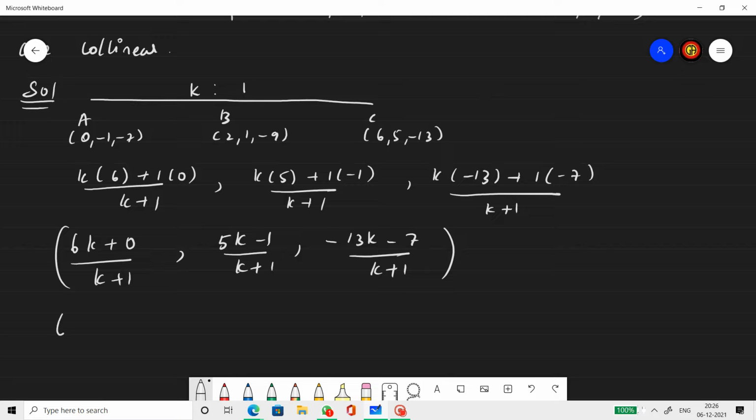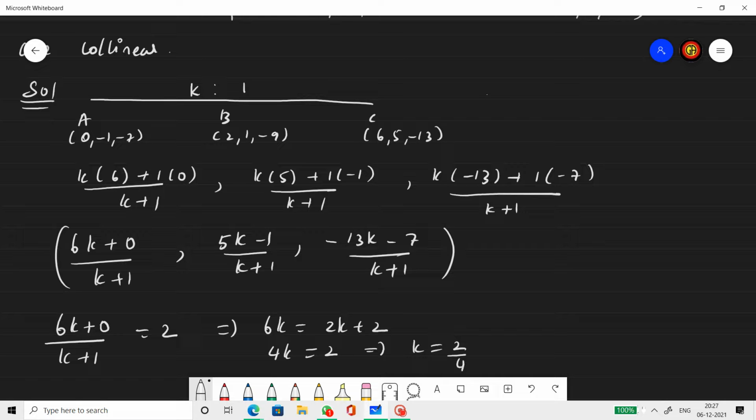So with my assumption, I am equating 6K plus 0 by K plus 1 to 2, because the x coordinate of B is 2. So I am going to find the ratio through this. I get 6K equals 2K plus 2. So that means 4K equals 2, which implies K equals 2 by 4. So K equals 1 by 2, that means K is to 1 equals 1 is to 2.